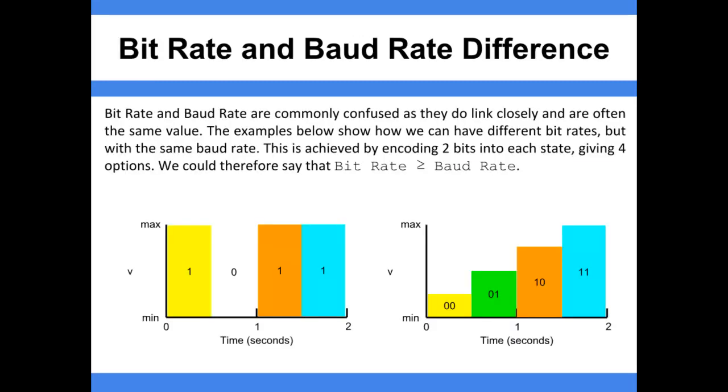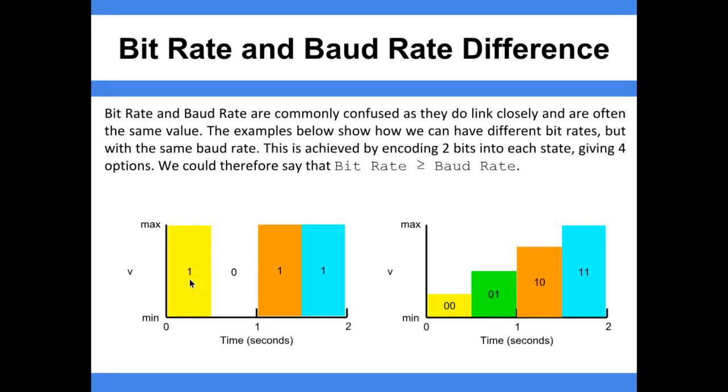Now, to look at the difference between the two, they are commonly confused but are very closely linked, and they can be the same value. So our bit rate and our baud rate could be the same. However, if we look at these two examples, we can see how we could have different bit rates and different baud rates. Okay, the one on the left-hand side is where we have the same. So we have a bit rate and baud rate that are the same.